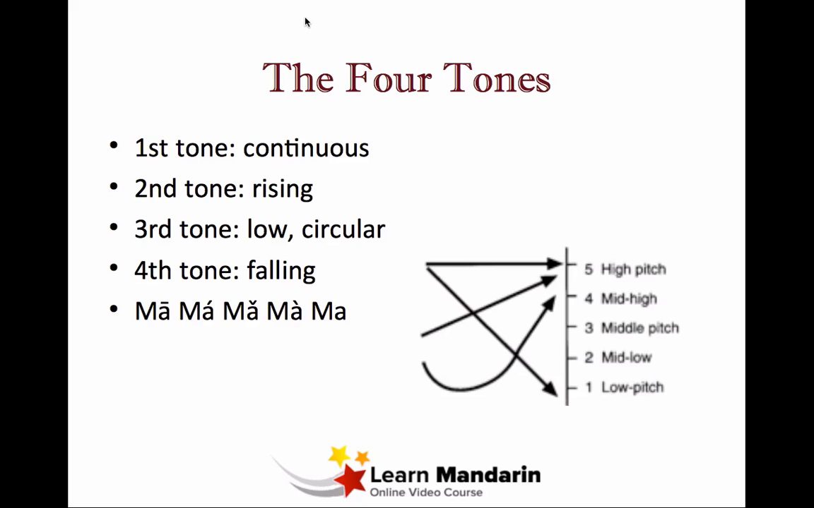So let's look at some examples. Ma means mother. Ma means hemp. Ma means horse. Ma means to scold. Ma is a question particle to indicate a question. Tang means soup. Tang means sugar. Tang means to lie down. Tang means hot or scorching. Da means to construct. Da means to answer. Da means to hit. And da means big.